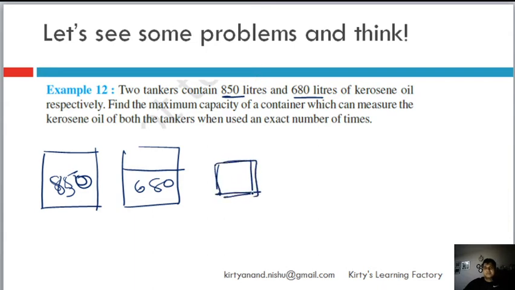What can be the maximum capacity of this container, which can measure the kerosene oil of both the tankers when used an exact number of times, which means like 4 times, 5 times, not 4.5 or 4.2. So in complete measurements of this tanker, I should be able to measure what is inside here and what is inside here, which means that this container needs to be a factor of this, because ultimately this has to divide this, and this container needs to be a factor of this.